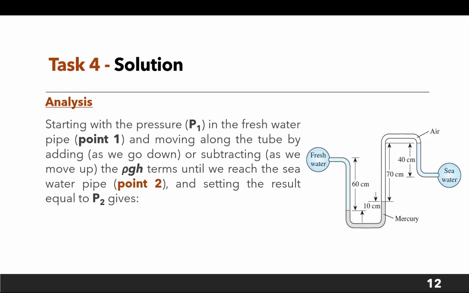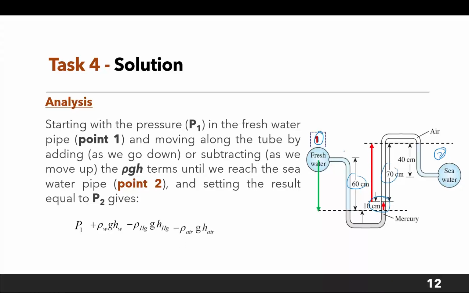So the analysis, like we said, we start from P1 and move along the tube by adding as we go down and subtracting as we go up the rho g terms until we reach the sea water pipe, point 2, right? So in this case, we are calling this 1 and 2. I need you to understand this. So we have P1 and P2 instead of PA, PB. I just want you to get the concept there. So P1 plus rho g for water, and for mercury we are using Hg. You see where these things are, we considered this, and we now came to consider this. The next one, we consider that. So we have this, and then we go down, minus that. So this should be equal to P2, all right?